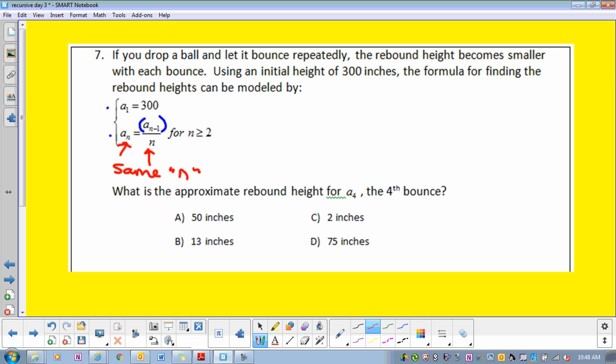So you're looking for a sub 4. Wait a minute. What's the n? A sub 4. What is the n here? 4. So think about that, okay? We're going to start with a sub 1. Remember, with the recursive, you need the number before in order to get the next one, right? That's the one that we want, this a sub 4, okay?